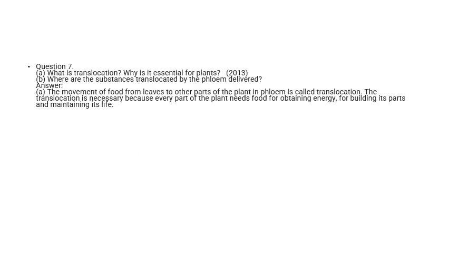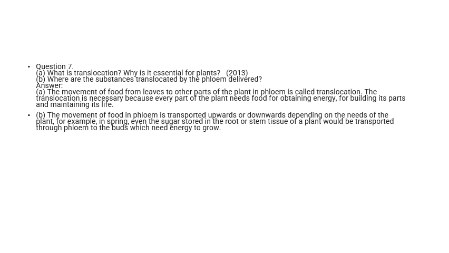Now let us discuss another question. What is translocation? Why is it essential for plants? The movement of food from the leaves to the other parts of the plant in the phloem is called translocation. Translocation is necessary because every part of the plant needs food for obtaining energy, for building its parts and maintaining its life.